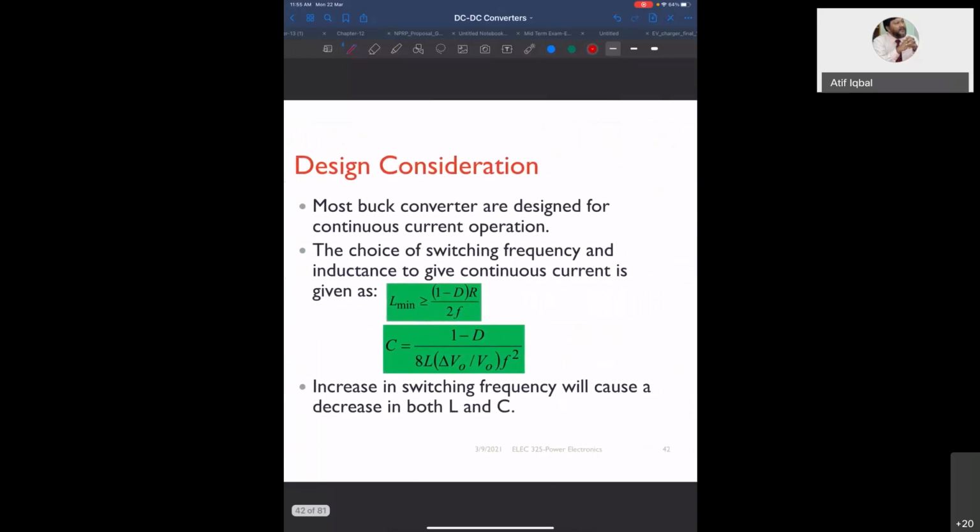So in the design consideration, most buck converters are designed for continuous operation. The choice of the switching frequency and inductance to give continuous current is this. So the value of inductor minimum should be more than this, and this is the value of the capacitor. Increasing the switching frequency will cause a decrease in both L and C. As you see that here you have f, here you have f squared. So if you increase the switching frequency, the inductance value will decrease, and the capacitor value will decrease by square times.